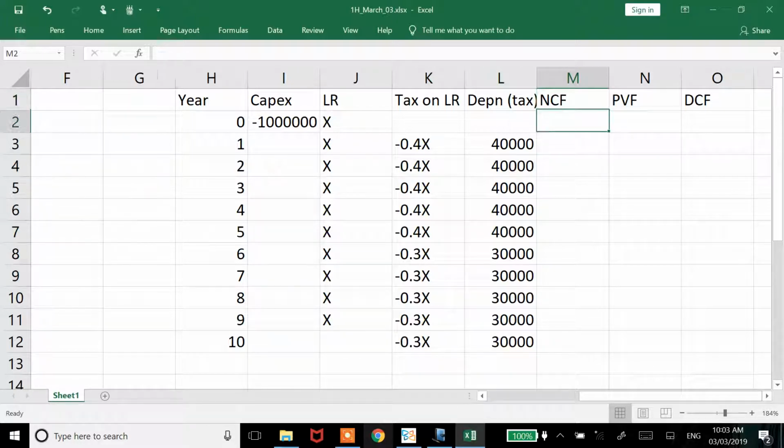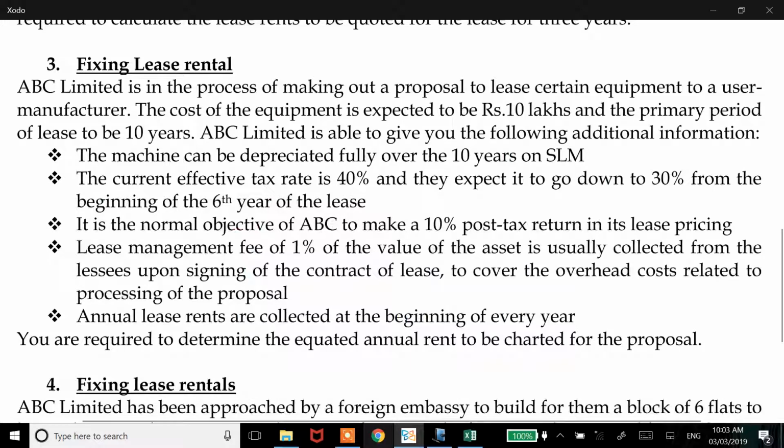Year 0 is minus 10 lakh plus X. Then you have 0.6x plus 40,000 for years 1, 2, 3, 4, 5. Sixth is 0.7x plus 30,000. Seventh, eighth and ninth are the same, and the last year is 30,000 minus 0.3x. This could have been better to do. Any doubts in this part? Clear? Let's move to the next question.